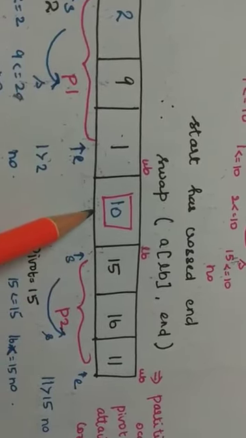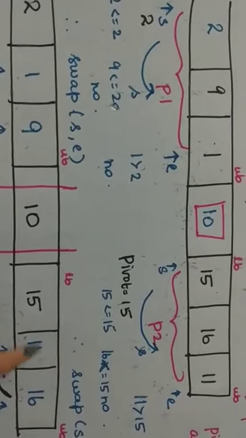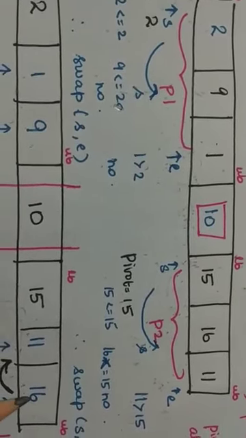Now E. Is 11 greater than or equal to 15? No. So the E pointer is here. So S and E we have to swap. So we will swap S and E. We have swapped 16 and 11. So we have swapped 11 and 16. We will have this S here and E over here.